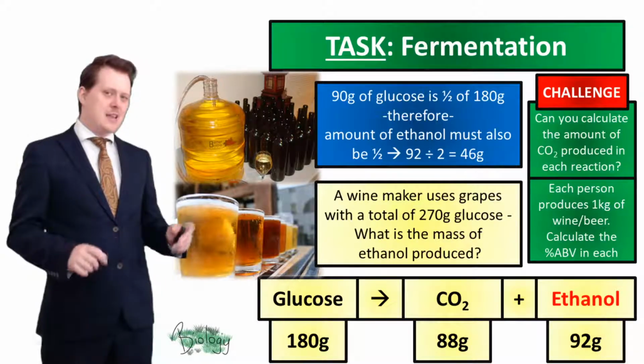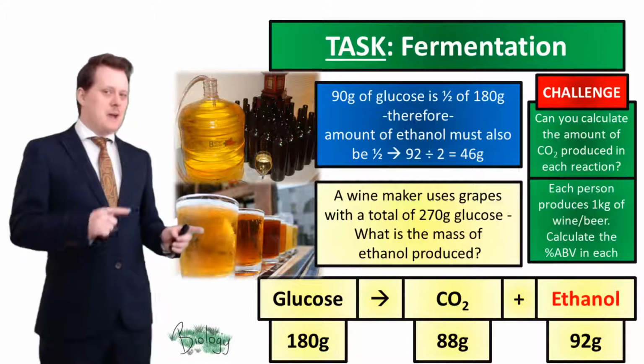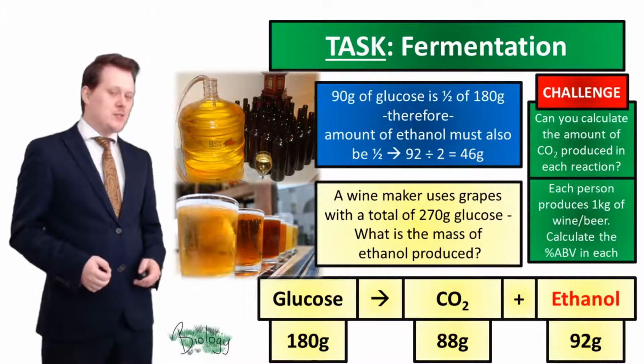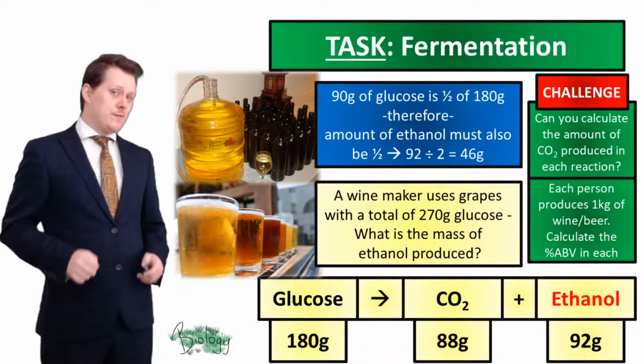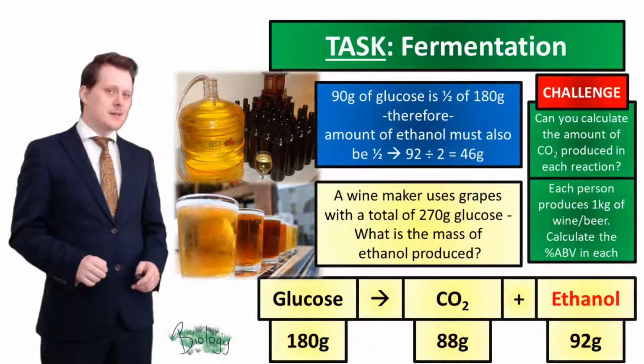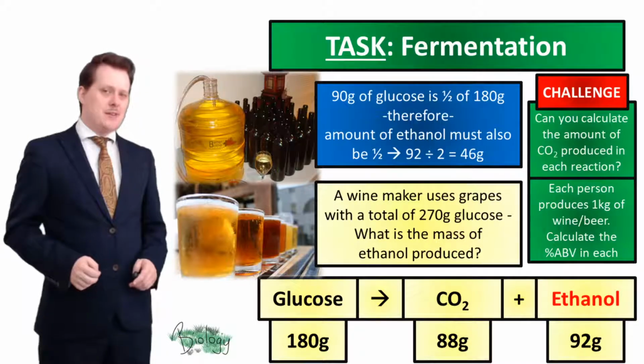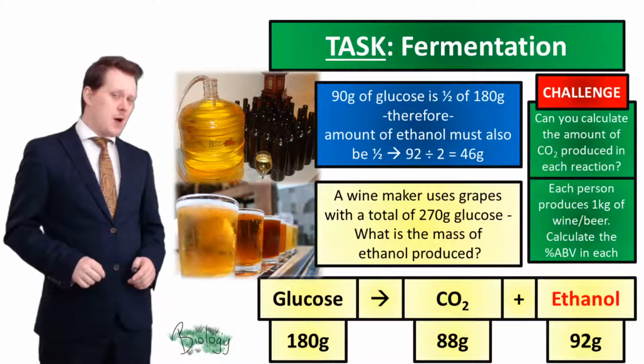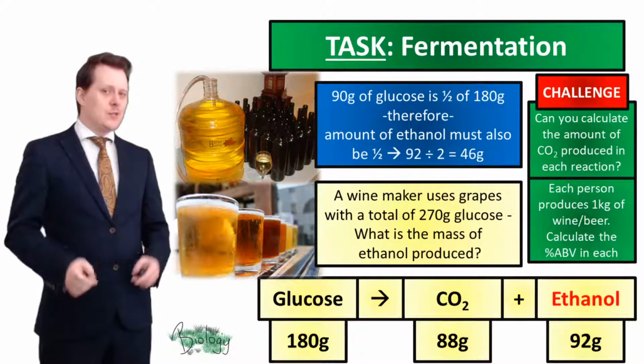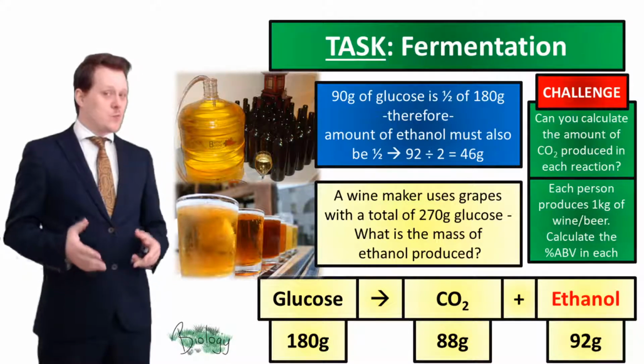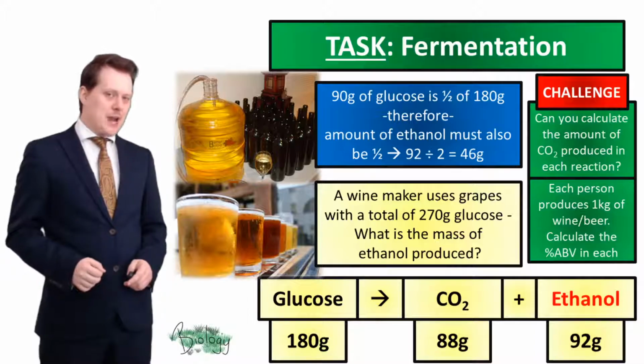If you had a go at the challenge, this also means that the amount of carbon dioxide is going to be halved. So you'd make 44 grams of carbon dioxide. And that 46 grams of ethanol and that 44 grams of carbon dioxide will equal the 90 grams of glucose that we started with on the left side of our reaction.